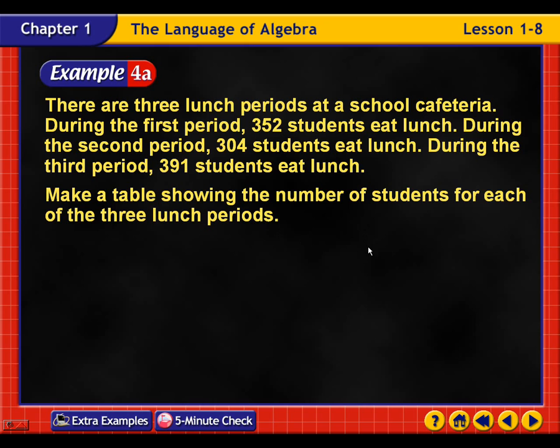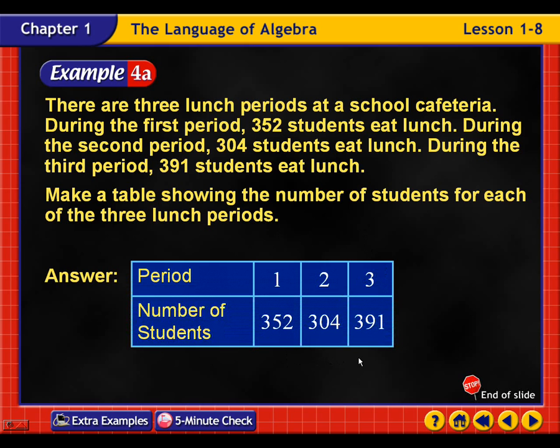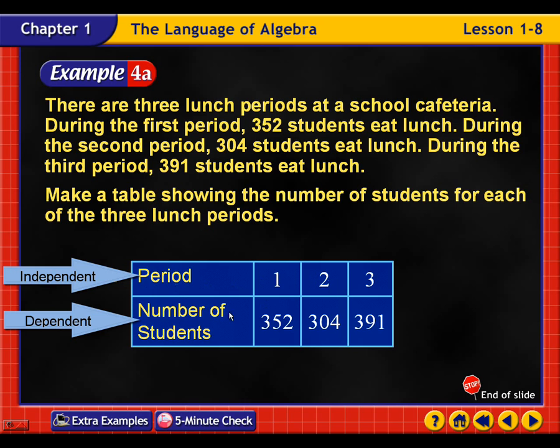Well, we did this in the last example. A fairly simple table would look like this, listing the period and the number of students. Again, let's just do a quick talk. The period would be the independent value, and the number of students would be the dependent, because the students depends on what period they're assigned.